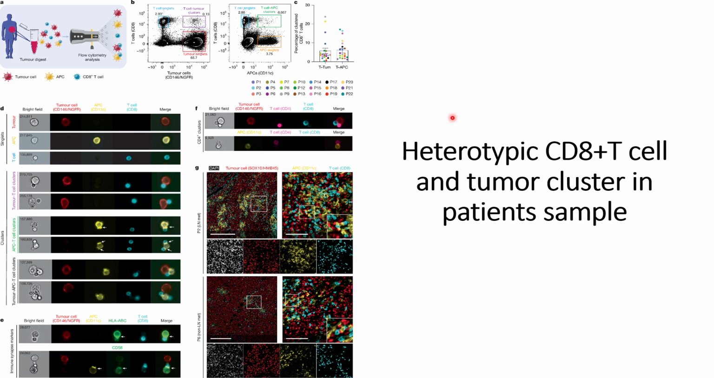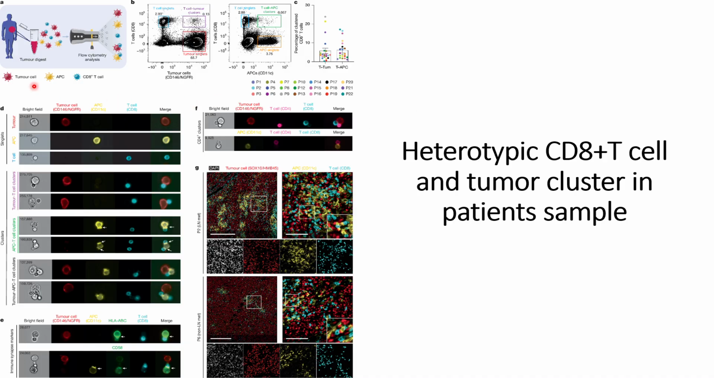In this video, we will see that the researchers checked whether this kind of cluster forms between CD8 plus T cells and tumor cells, or CD4 plus T cells and tumor cells. Along with that, they also checked it for the APC and the tumor cells in the patient samples. So they selected these APC and tumor samples, which we will also discuss.